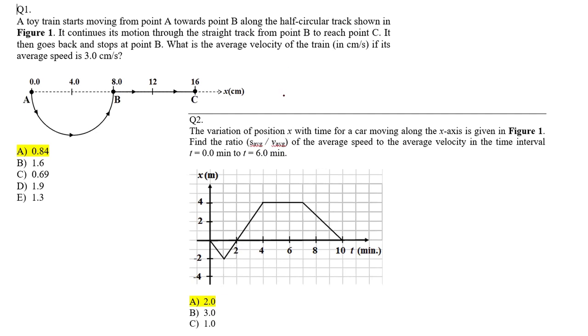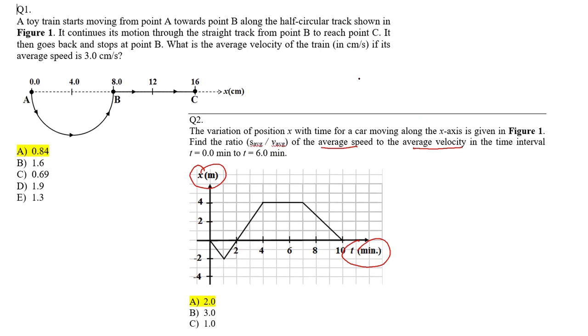Yes, I agree. So I will skip this one. Now let me look at this one. Here, what I'm asking you, I give you a position-time graph. The question is, find the ratio of average speed divided by average velocity.